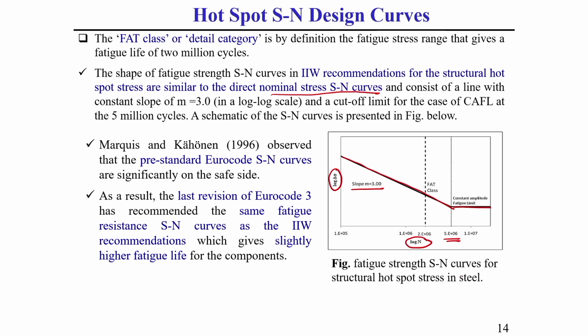So, this fatigue strength SN curve consists of a line of constant slope 3 in a log-log plot, and a cutoff limit for a CAFL, which means constant amplitude fatigue load. The cutoff limit is at 5 million cycles. A symmetric SN curve is shown here. Generally, whatever the stress value we get at a number of cycles of 2 into 10 to the power 6, that stress value is called the FAT class value or FAT strength value. This is called the FAT value.